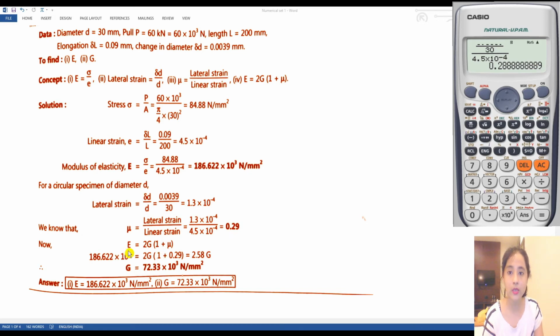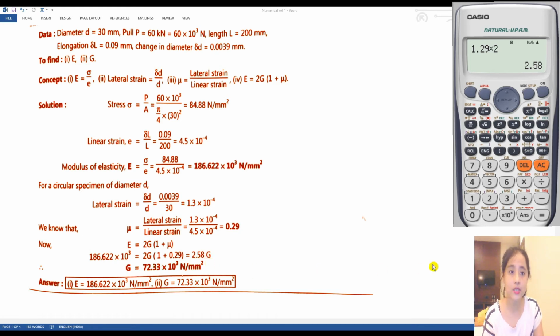We know the value of E: 188.622 into 10 raised to power 3 equals 2G, as it is, bracket open, 1 plus mu, where mu is 0.29. Let us first solve inside the bracket. 1 plus 0.29 will be equal to 1.29, right? Now into 2, we get 2.58. G remains as it is, so 2.58 G.